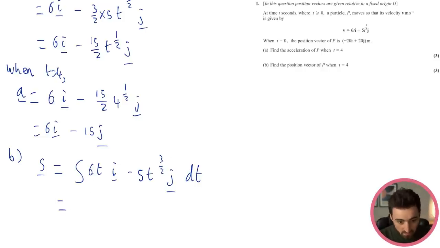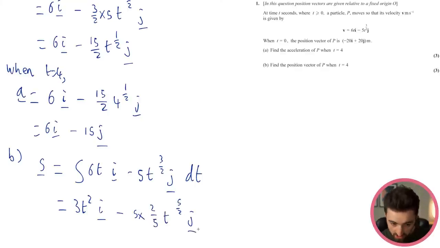So integrate 6t, I'm going to add 1 to the power and divide by the new power. So this is a t to the 1, add 1 to it, I get t to the 2. And then I'm going to do 6 divided by 2. So it's going to be 3t squared, lots of i. And then minus, so what do I do here? I add 1 to the power to get 5 over 2. And then I have 5 divided by 5 over 2. Or in other words, 5 times by 2 over 5. And then t to the 5 over 2, j.